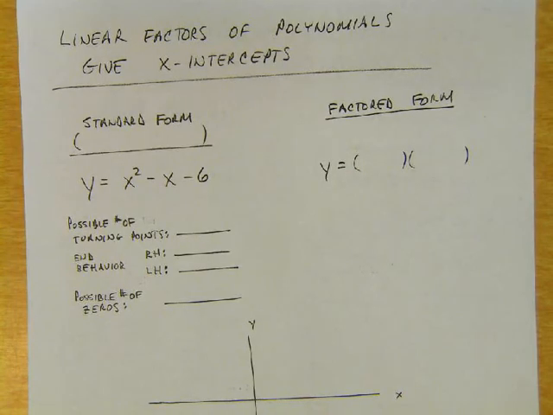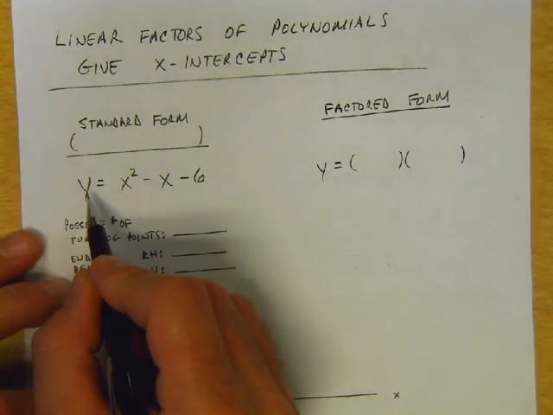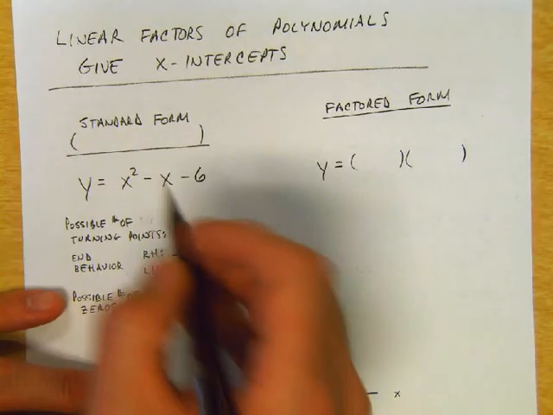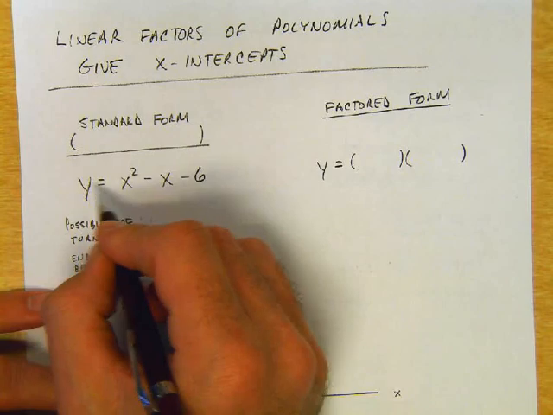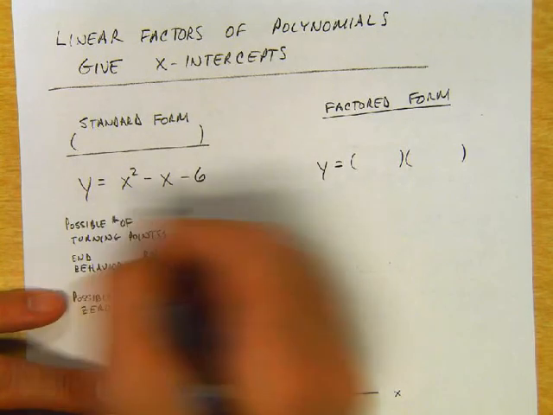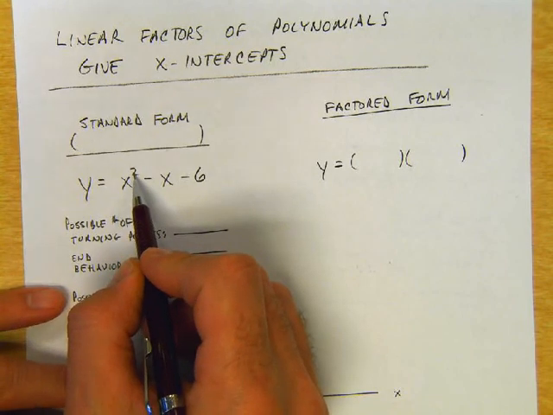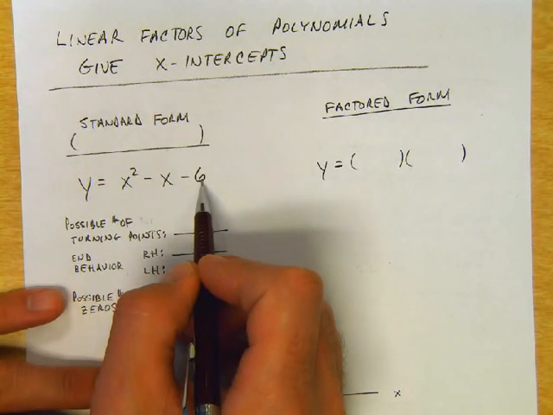I would like to show you that linear factors of polynomials give the x-intercepts. But before we do that, let's do a little review. I have an equation here that's y equals x squared minus x minus 6. And this equation is standard form. It has a name. It's degree 2, so it's quadratic. It's trinomial because it has 3 terms.